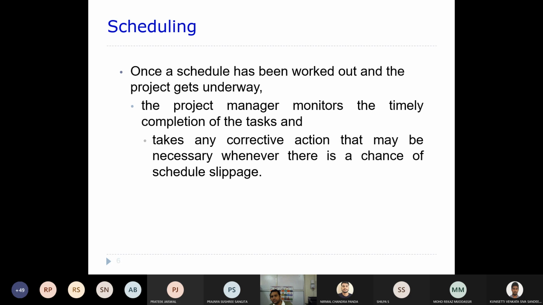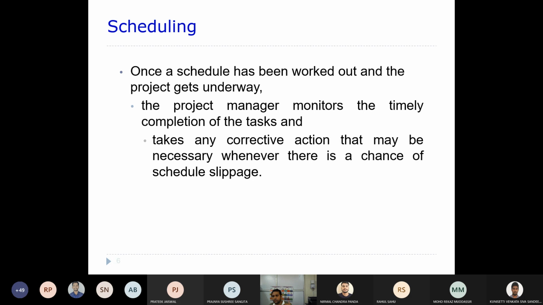Once a schedule has been worked out and the project gets underway, the project manager monitors the timely completion of the tasks. This will help you in monitoring the progress of the project development.